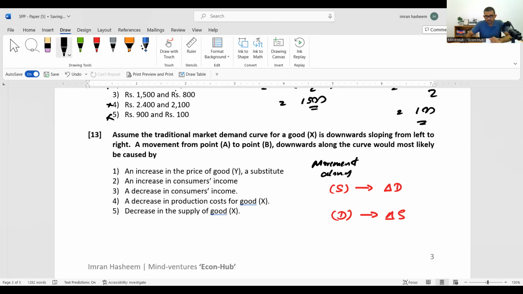Movement along supply is a shift of demand. Movement along demand is a shift of supply. That is what is happening. Small things. This is what we do in the MCQ toolbox session: give you these small tools in a summarized, organized way, easy to put in your head.